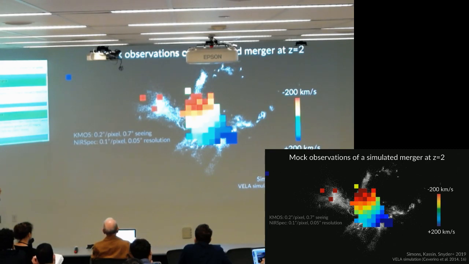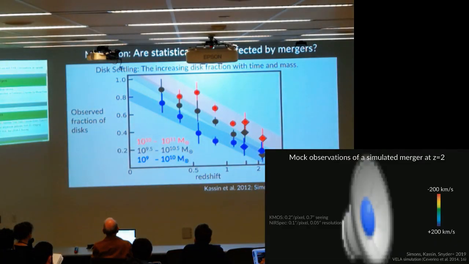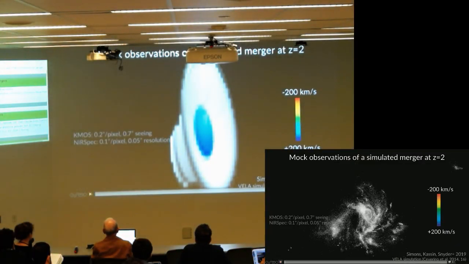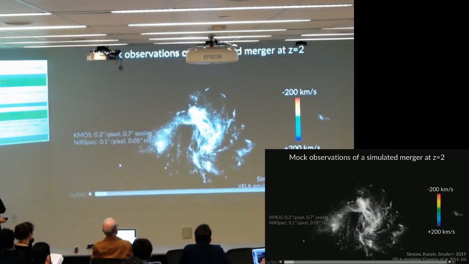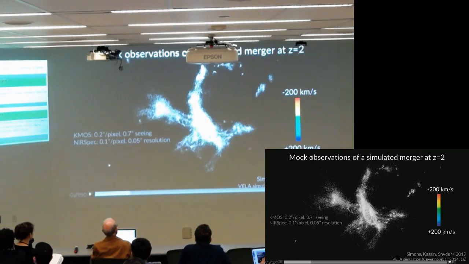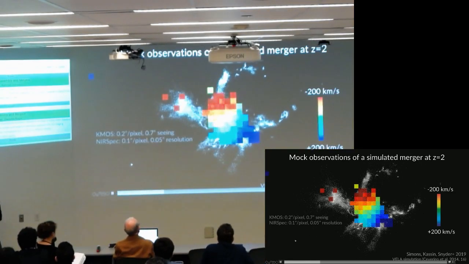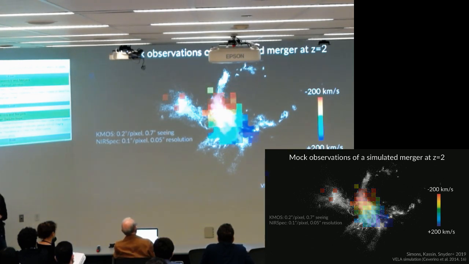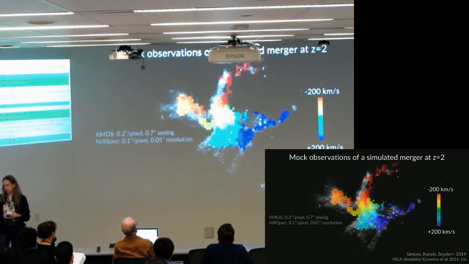So what we just showed you was a major merger. This is a ground-based mock observation of it. Unfortunately, what you see here is that the velocity gradient is smeared, and you can naively interpret that as a disk. I'm going to do that again, and then I'm going to show you a James Webb observation. So that's from the ground with ground-based seeing. And now this is with the NIRSpec IFU on James Webb. You can tell in gory detail that it is indeed a merger.